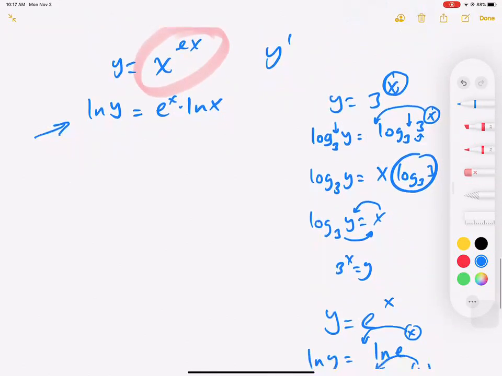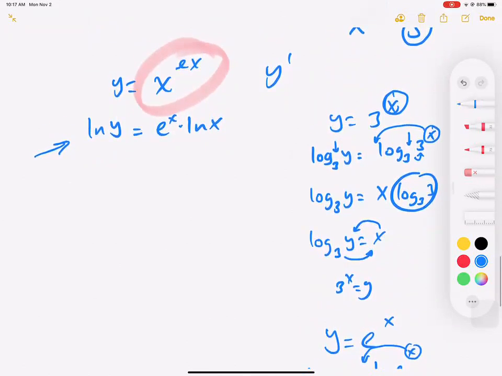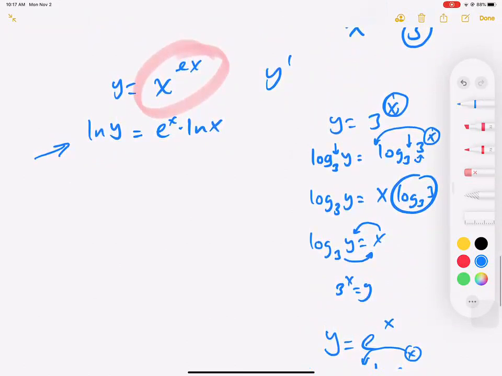Why does it turn into an e to the x instead of just e times x? Oh, whoops. I meant this as e to the x power. Sorry. Let me rewrite that. Okay, makes sense. I think I just ran into my own mental ceiling.